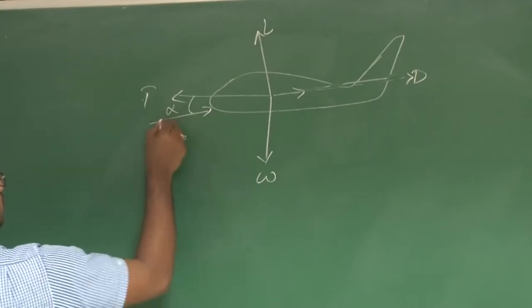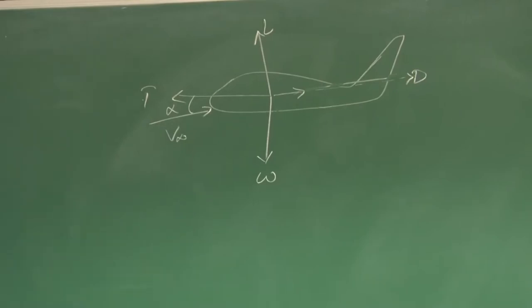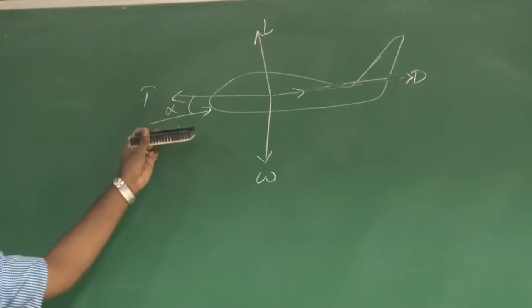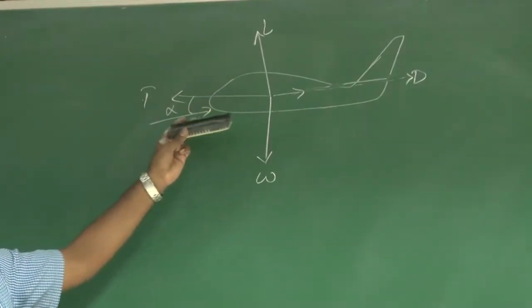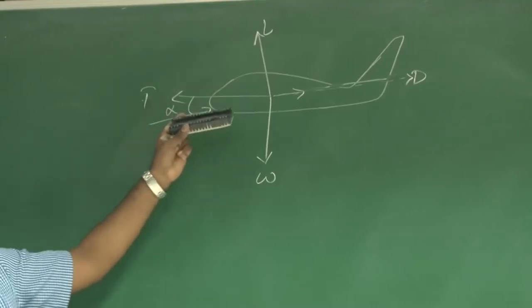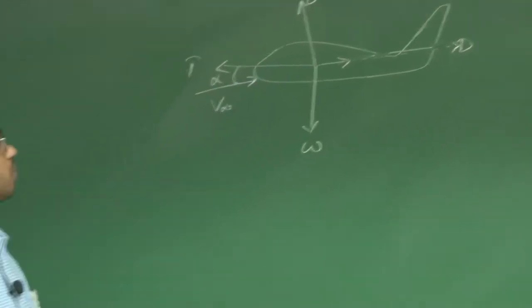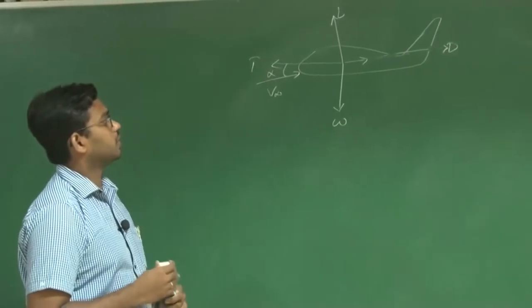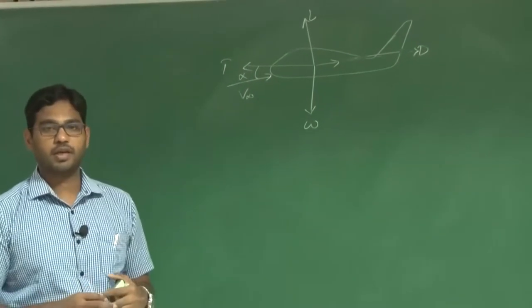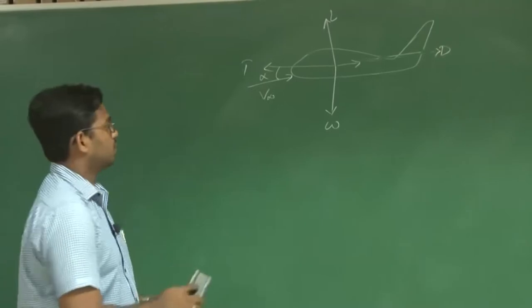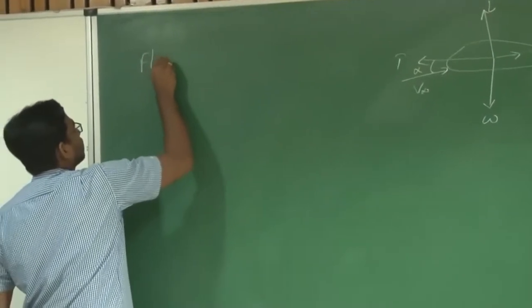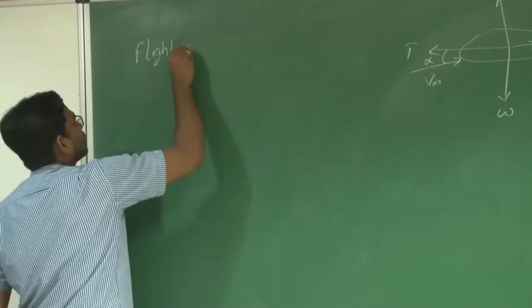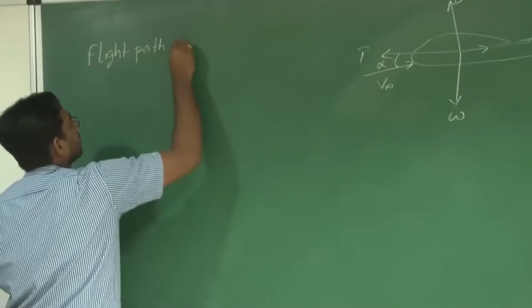Now, when you say V infinity like this, what does it mean? When you draw V infinity like this, it represents the direction of motion of the aircraft. So when you say velocity, it should have both magnitude and direction, right? In what direction does the aircraft move? Otherwise, what is the aircraft's path? Now let us discuss a concept called flight path angle.